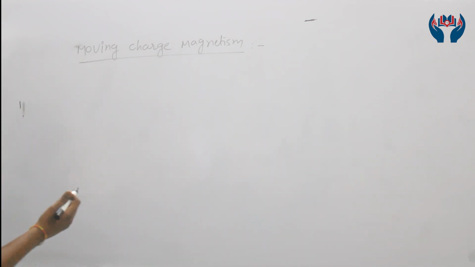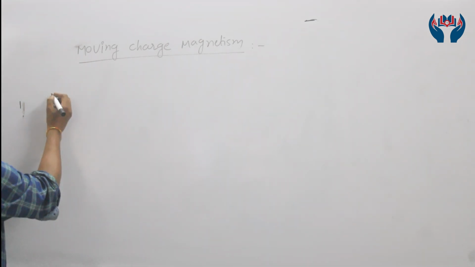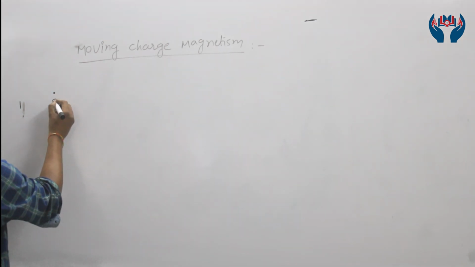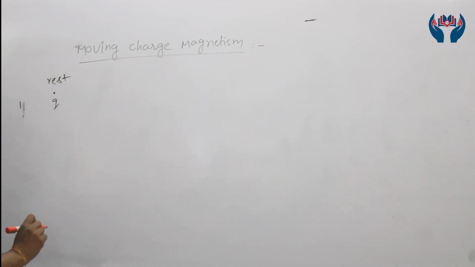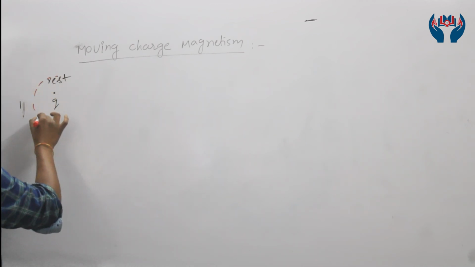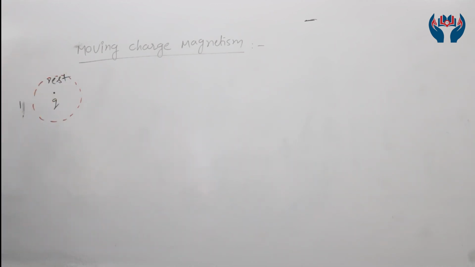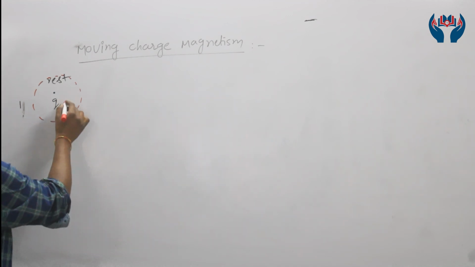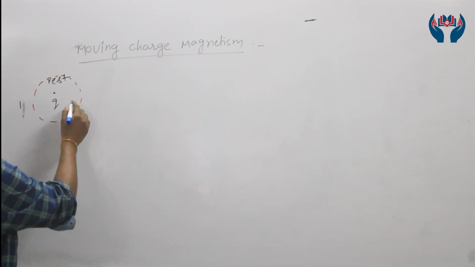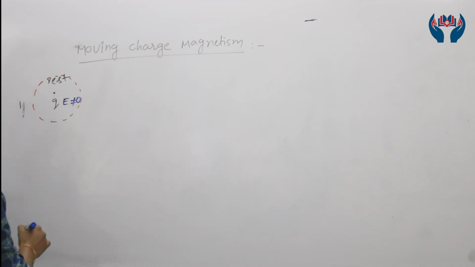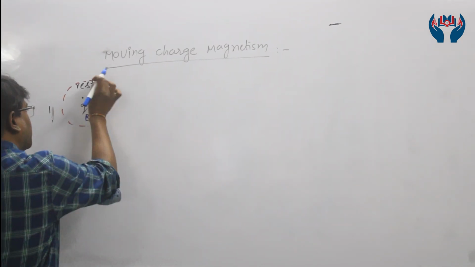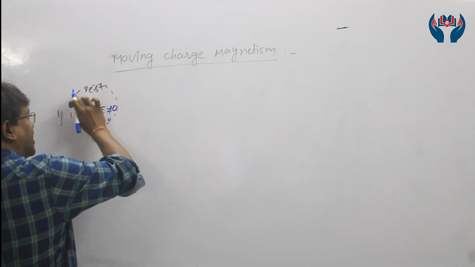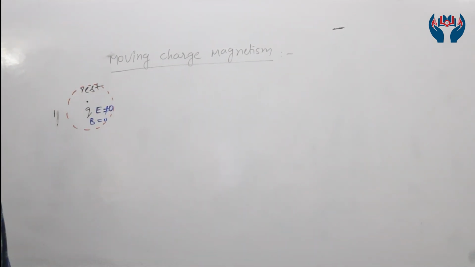So, moving charge magnetism. Now, when a charged particle is at rest, consider a charge Q which is at rest. It induces only an electric field around it. There is no magnetic field induced around this charged particle. So electric field E is not equal to 0, and B equals 0. Rest charge induces only an electric field around it, and there is no magnetic field induced around the rest charge. The characteristic of this rest charge is called electrostatics.